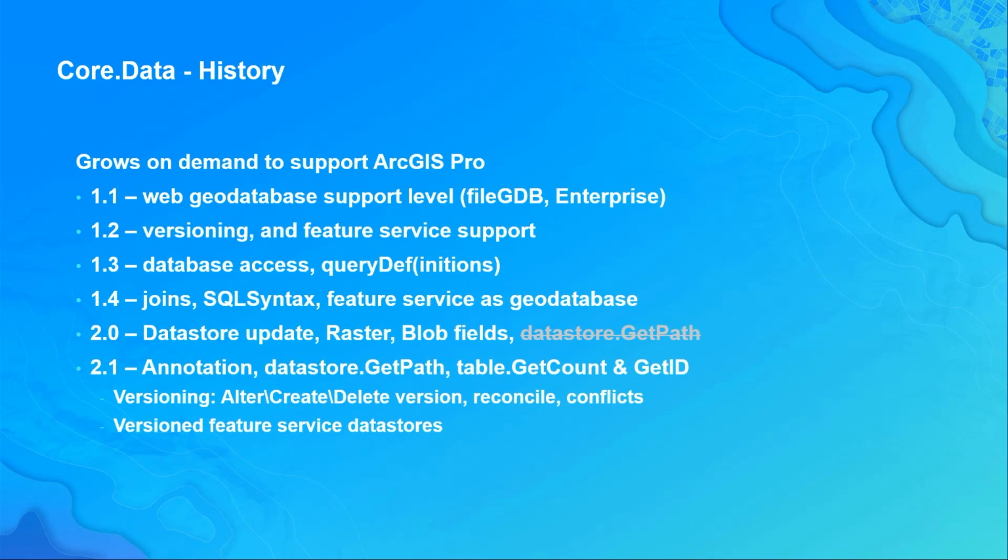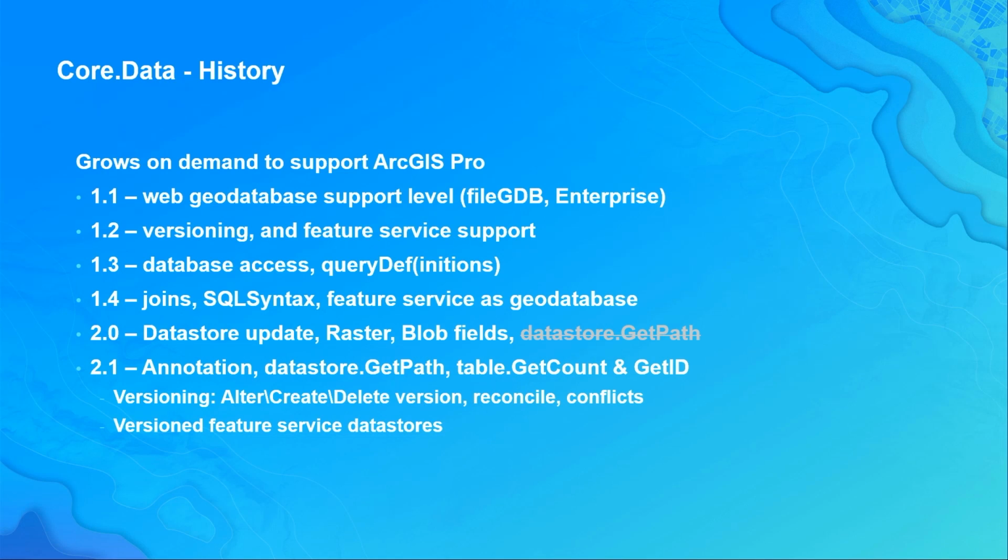Okay, as I said, the SDK has been growing at each release. Each release we continue to add more and more functionality, and this will continue. Here are just a couple of the examples. In 1.1, when the first Pro SDK was released, we had basically what was the web geodatabase support level. That's file geodatabase, enterprise, simple tables, feature classes, domain subtypes, relationship classes. At 1.2, we introduced versioning and supported feature services. At 1.3, we added database access, that's query layer support, along with query definitions that Eric talked about before.